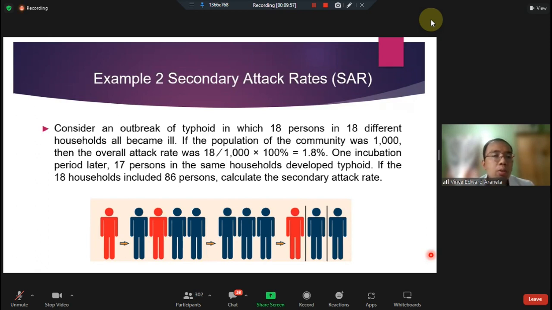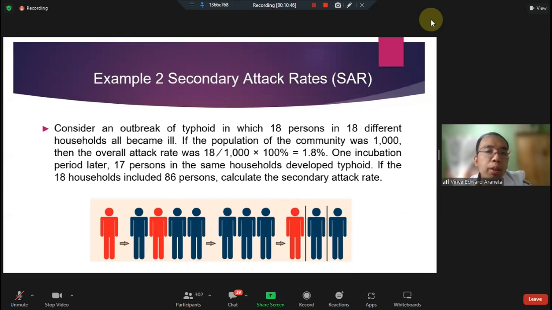And if the 18 households included 86 persons, calculate the secondary attack rate. For this one, since it just involves smaller numbers, you can have a percentage form or a per 1,000 answer. You can accept a percentage form or a per 1,000 answer for the secondary attack rate for this problem. How about for the others?